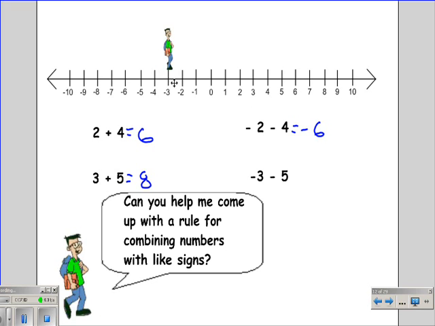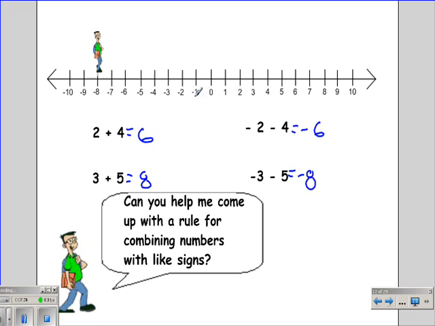Looking at our final problem here, negative 3 minus 5. Think about this. We start at negative 3. I move to the left 5, where I take away 5 more. 1, 2, 3, 4, 5. And number line Larry ends up at negative 8.